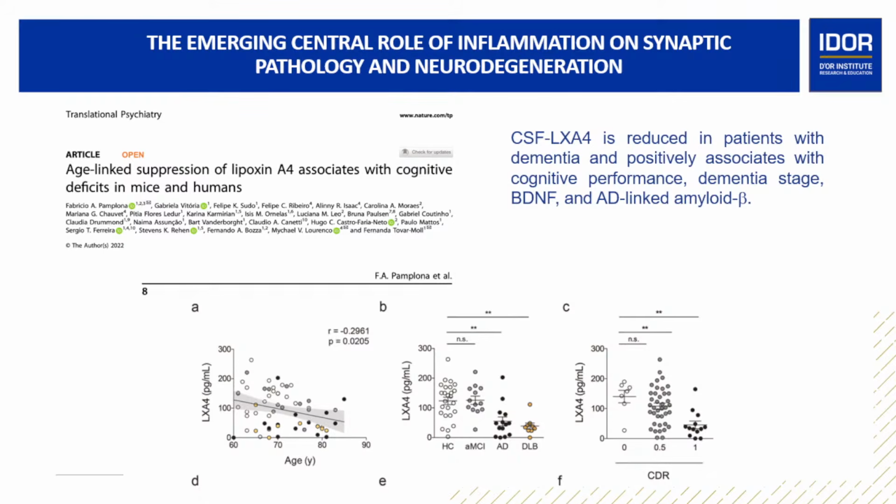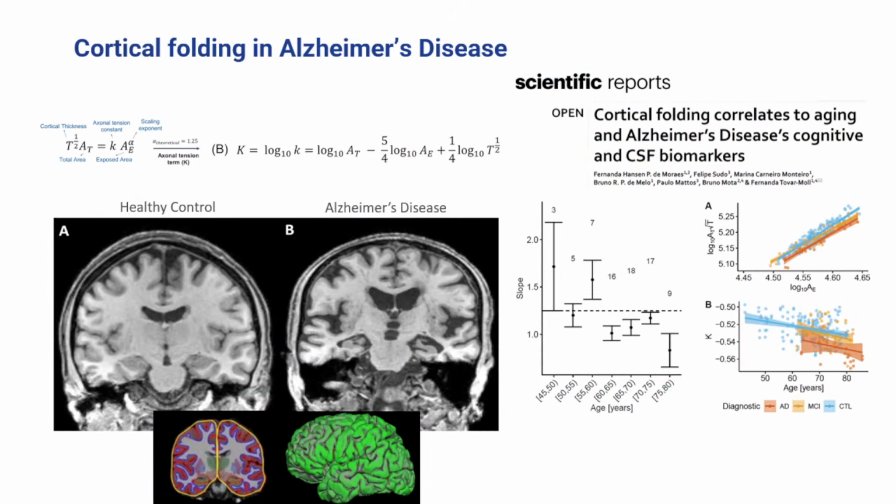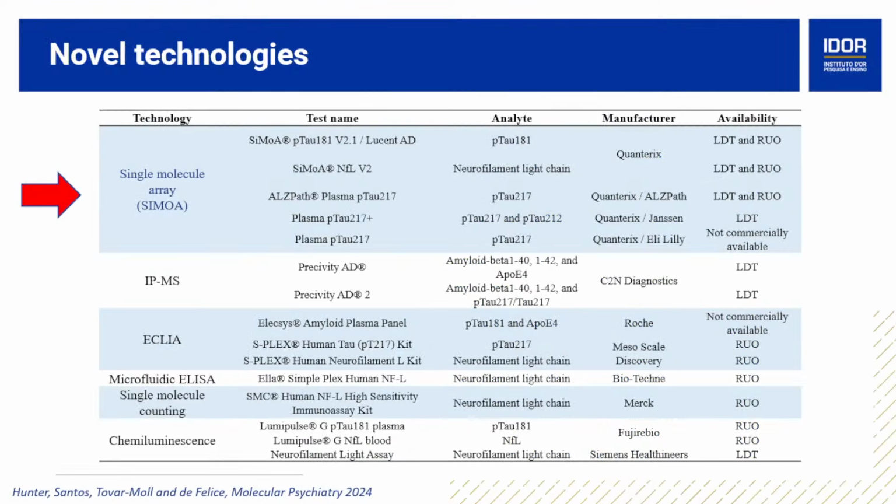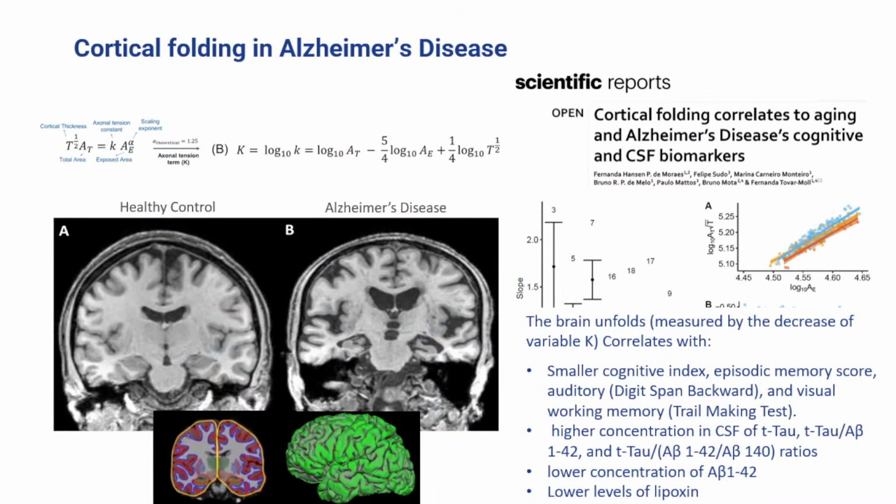Again, here the cortical folding is another way that we have also investigated the disorder. Fernanda, who is now a postdoc in our group, has been investigating changes in the cortical folding, not only the atrophy, but also how the brain actually folds itself. It seems to be a more sensitive way to investigate neurodegeneration and atrophy.